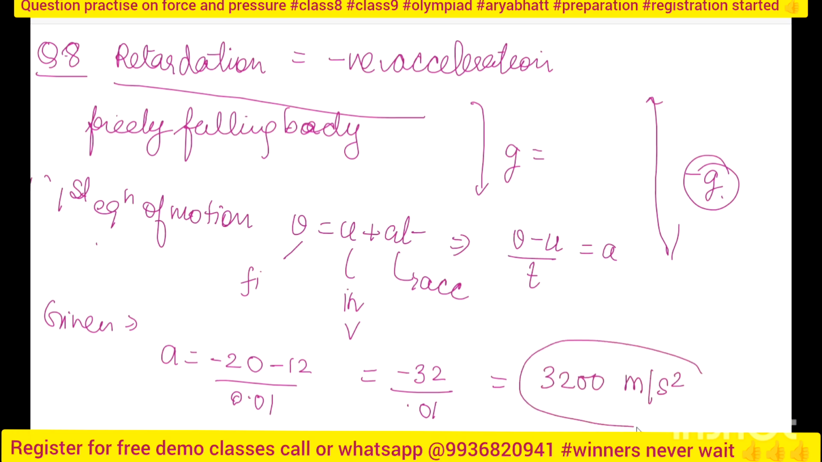So this is the magnitude of the retardation. Okay, this is the magnitude of your retardation. Since there is retardation, beta, that's why I have taken minus 20, the value given. Okay, so option C will be your answer to question number 8.